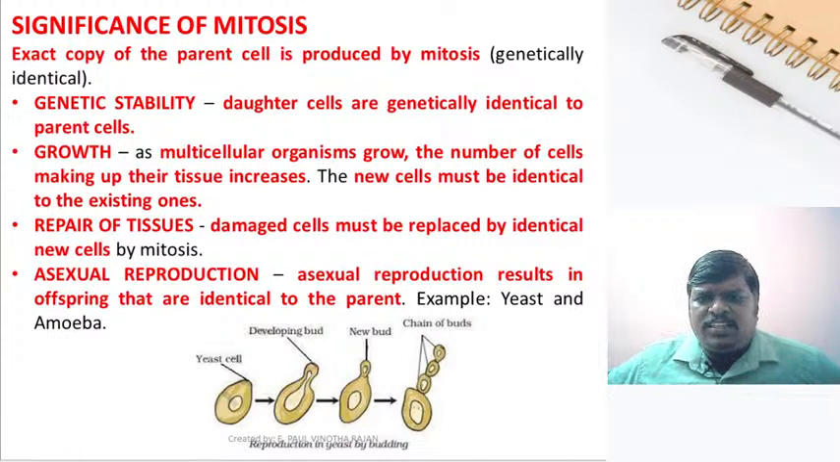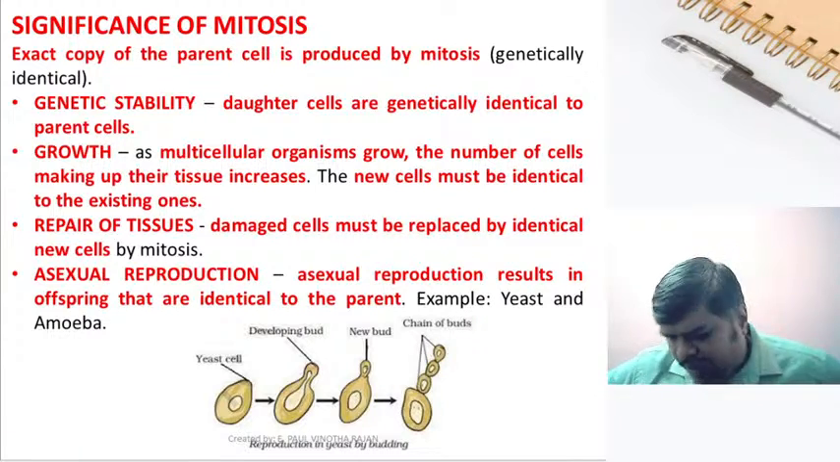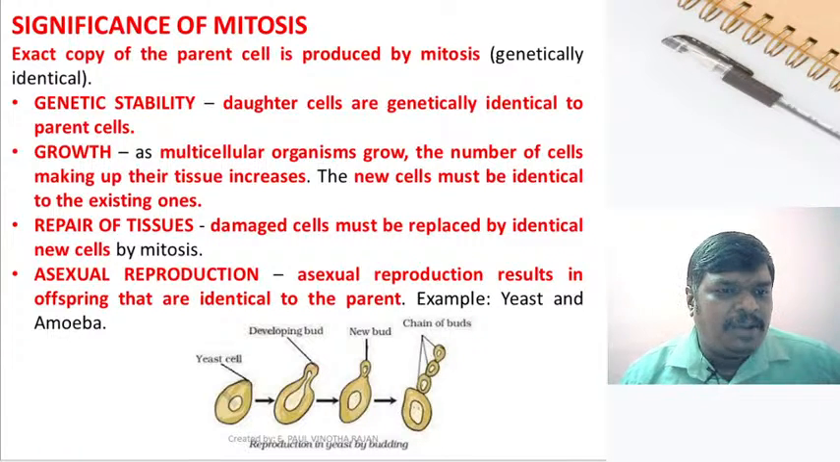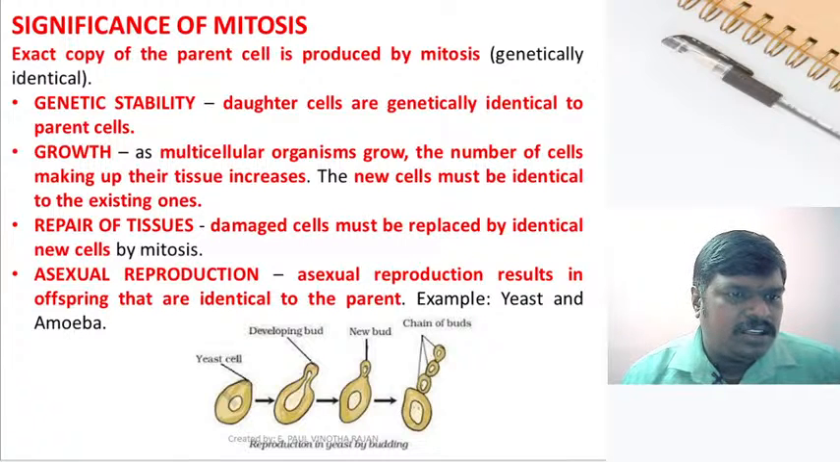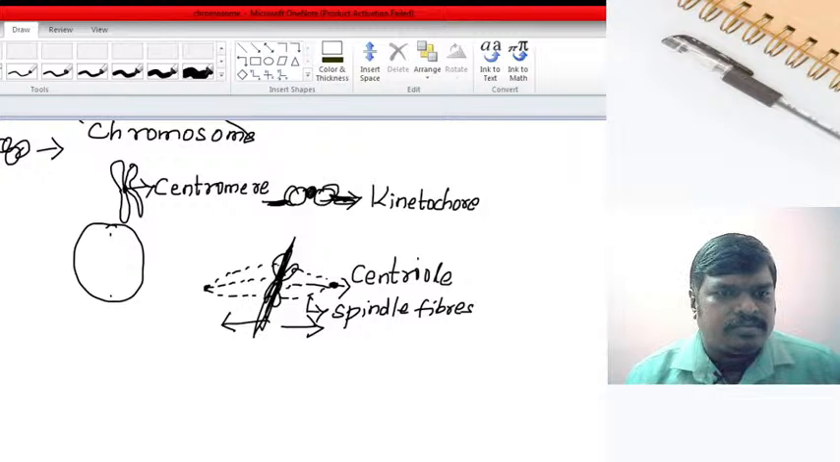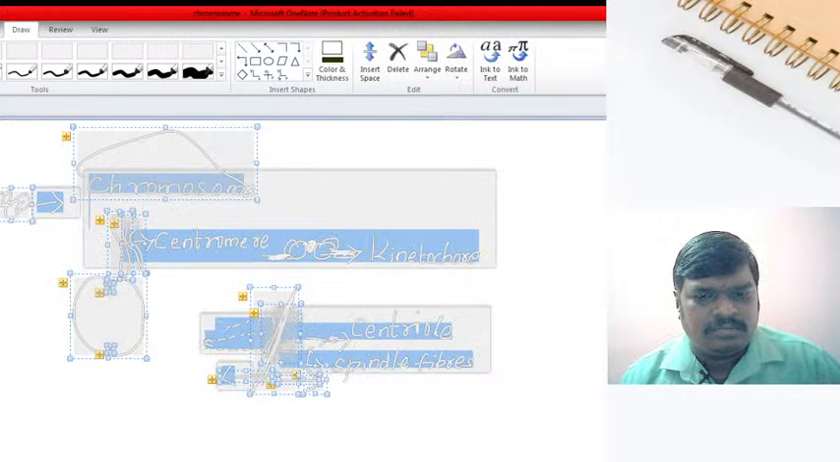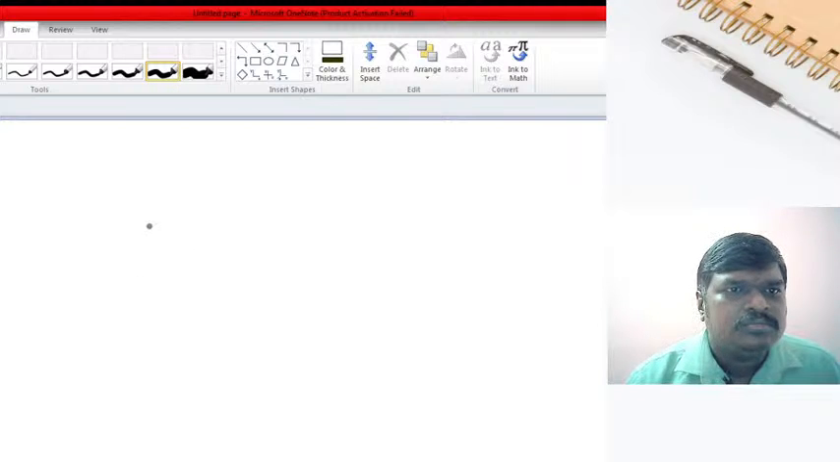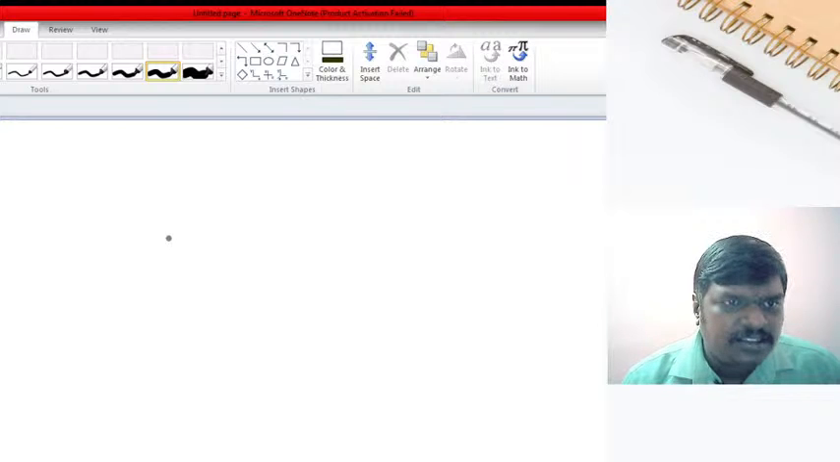Vashini asks: how do the daughter cells remain identical? The spindle fibers attach to the chromatids. See here, they are attaching exactly to one side of each chromatid. Just one minute, I'll explain. I'll change the slide so that you can understand it better. Vashini, just observe it here.